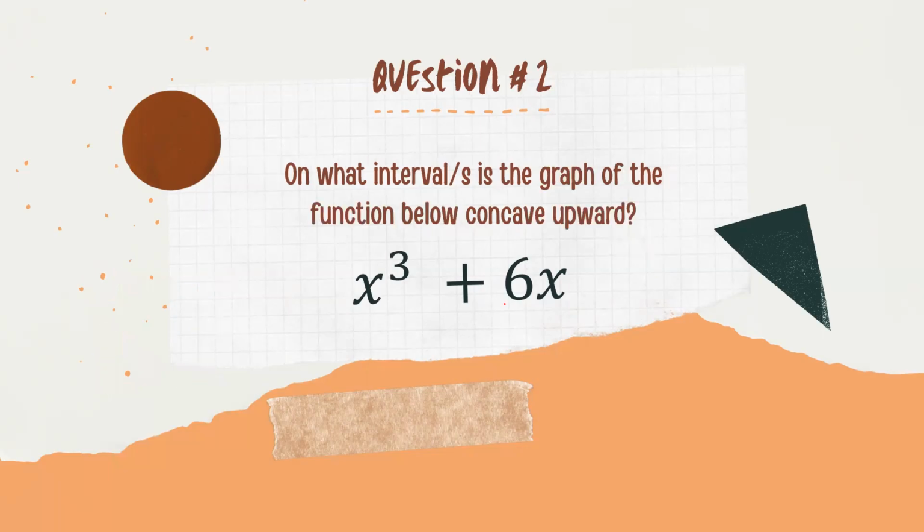On what interval is the graph of the function below concave upward? So, nakuha natin yung first derivative kanina, 3x squared plus 6. So, yung kanya namang second derivative will be 6x. Equate this to positive, no? So, that means dividing both sides by 6. So, x is greater than 0. So, ang answer natin, x greater than 0.